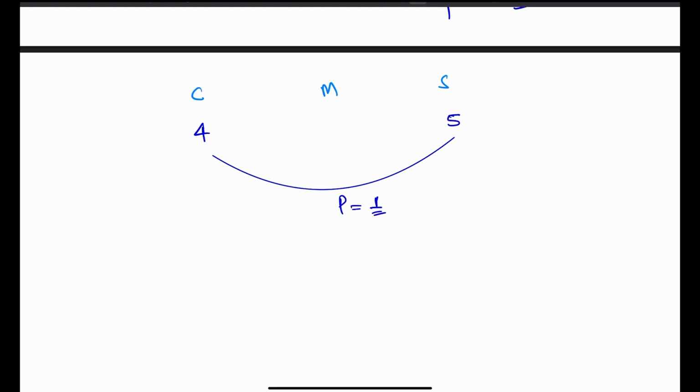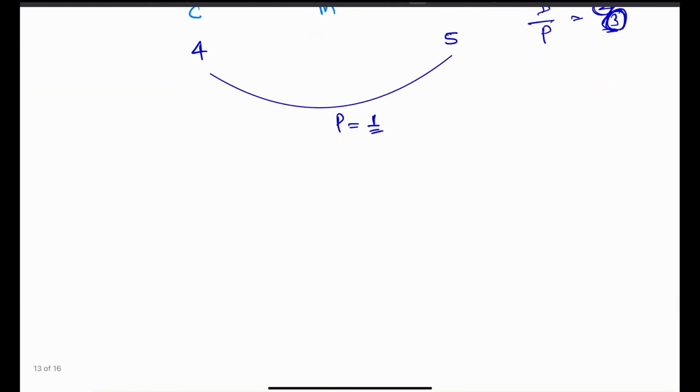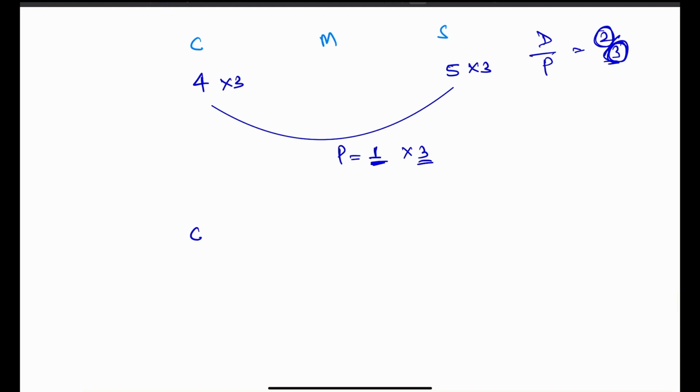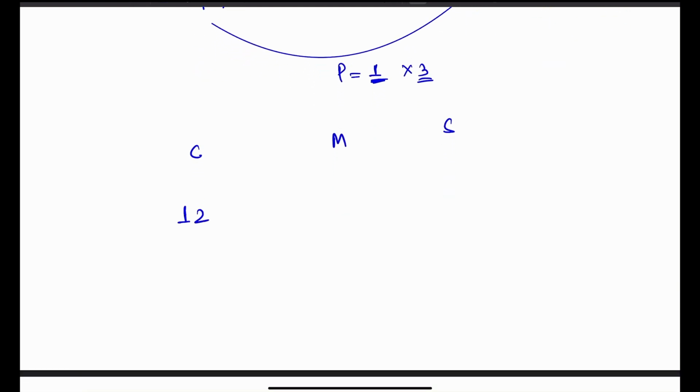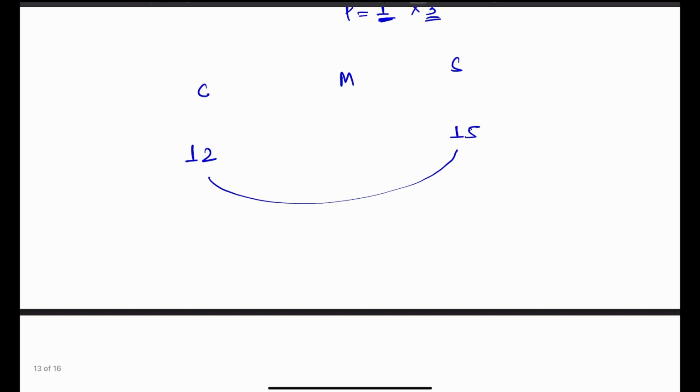My profit is 1, but if I see this ratio D by P, 2 by 3, I want my profit to be 3, then I can say discount as 2. So for my profit to be 3, I need to multiply by 3 here, here and here. So now my new cost price will become 12. My selling price will become 15, and then my profit will become 3.